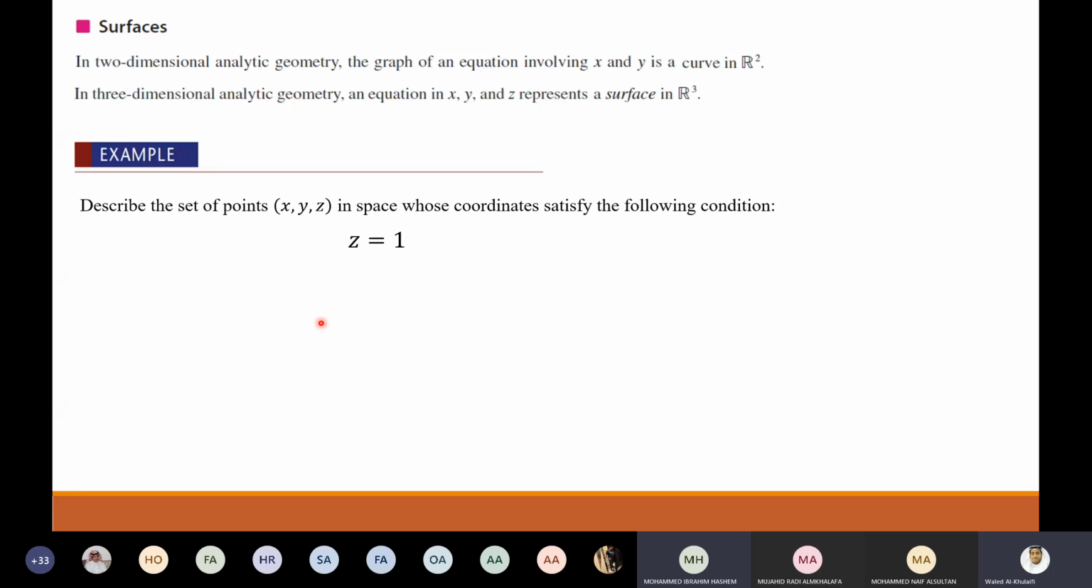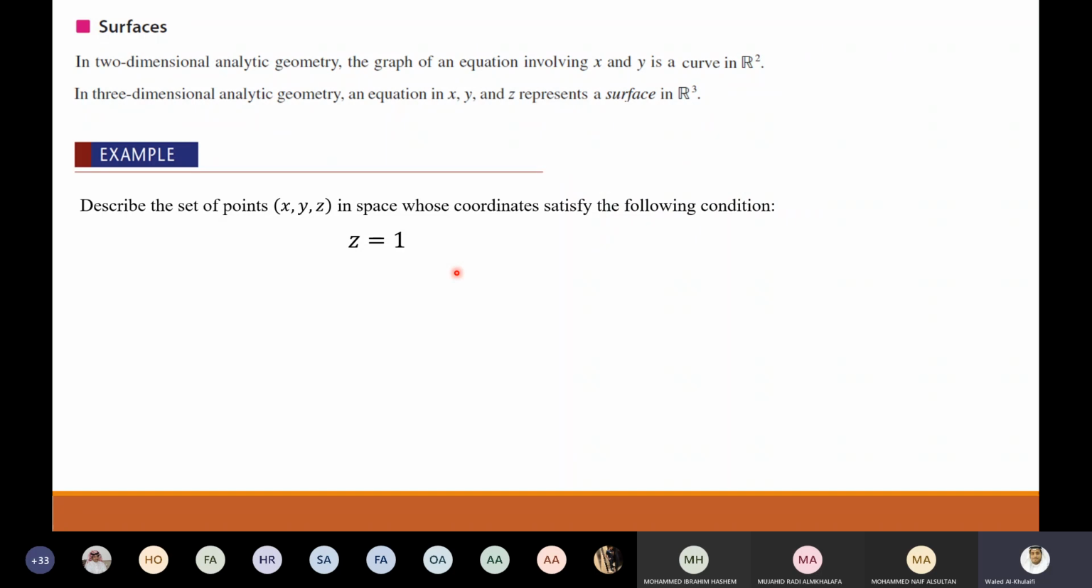Okay, good. Now, this is the example. Describe the set of points x, y, and z in space whose coordinates satisfy the following condition. He said, give me all the points where z is equal to 1. Where z is equal to 1, guys.